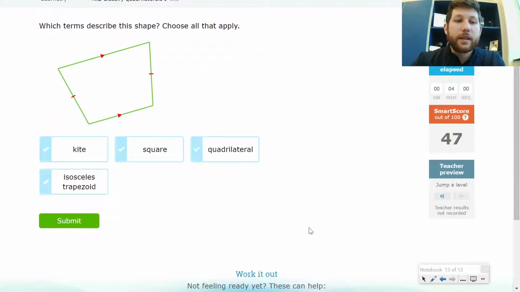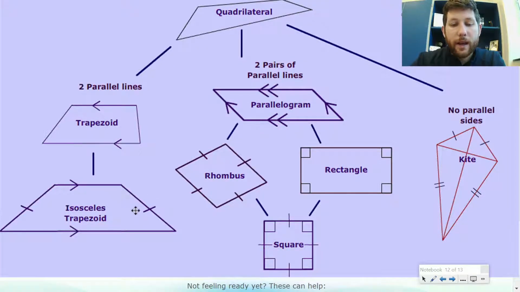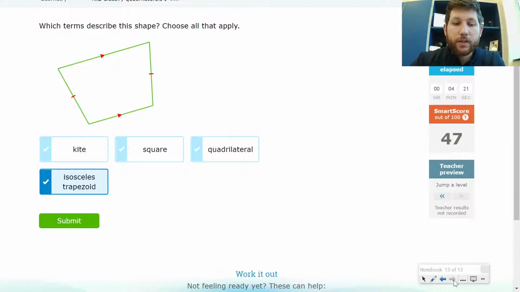Okay, so let's identify what this shape is. Remember, the arrows mean parallel. I've got one set of parallel sides, and then one set of congruent sides, and they're not the same set of sides. So that's going to be an isosceles trapezoid. And in our family tree, the isosceles trapezoid is not the same as your parallelograms. It is separate. It's also not the same as your kite. So we actually just need to choose isosceles trapezoid.